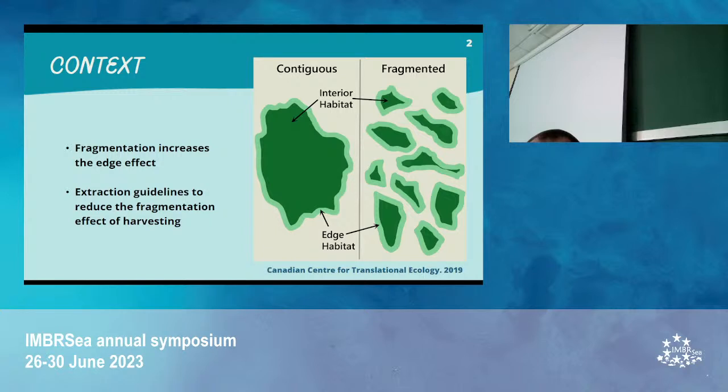And the increase of the amount of edges induces the increase of the edge effect, which is the fact that a kelp individual on the edge of the forest will be exposed to higher intensities of pressures, like herbivory or wave disturbance, than a plant that would be in the middle of the forest. So to work with fragmentation and spatial patterns in general, lots of studies have been carried out as monitoring surveys, but we tried to adopt another approach, a modeling approach.